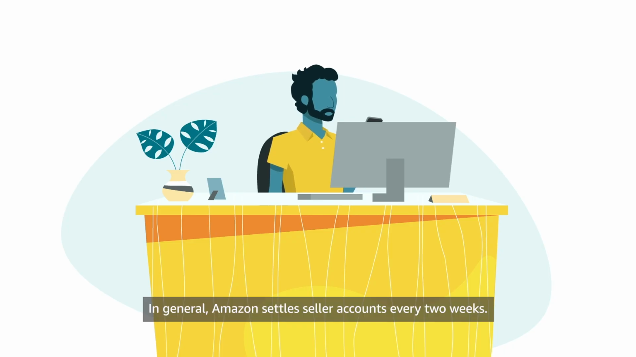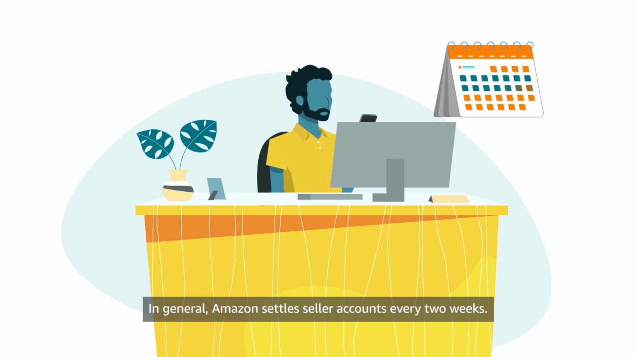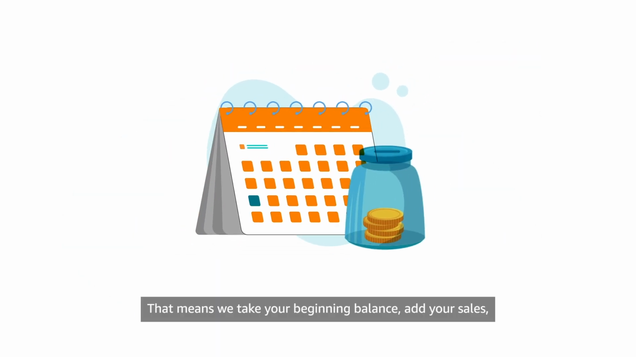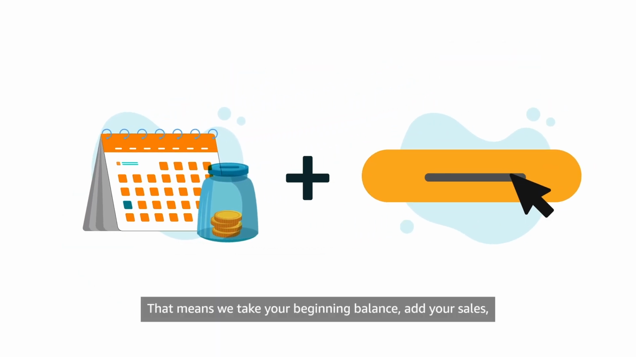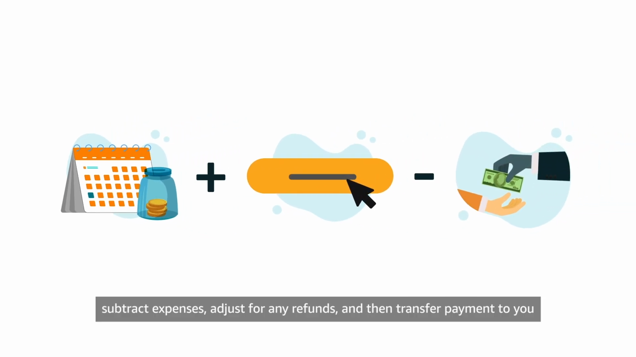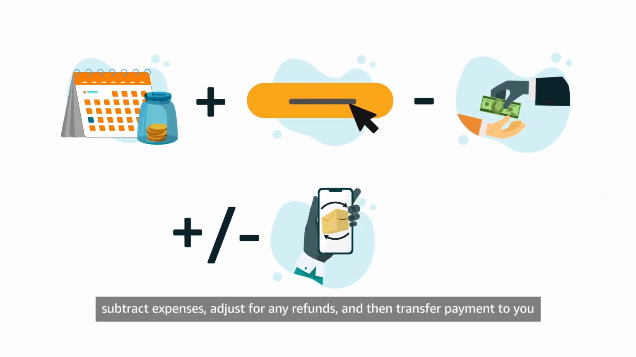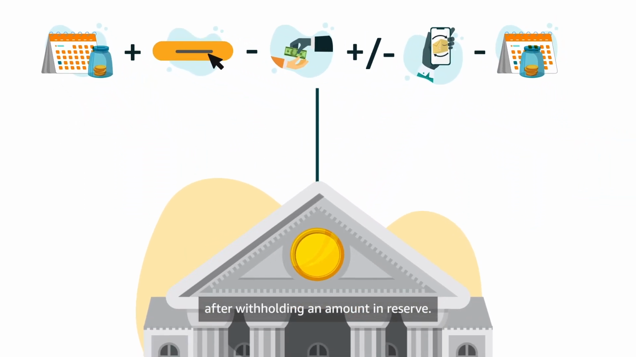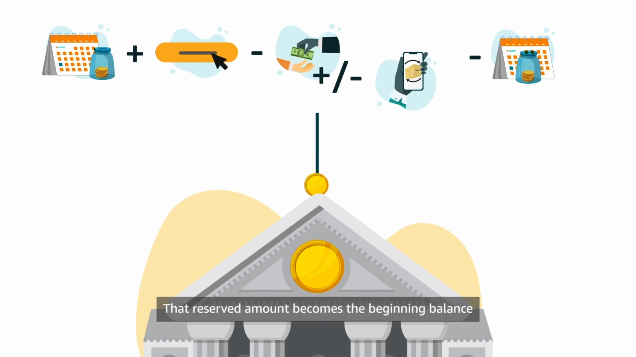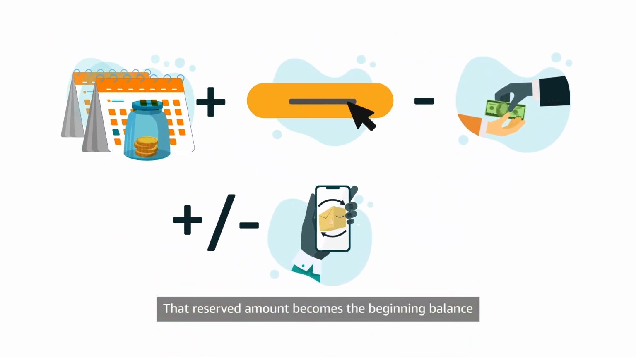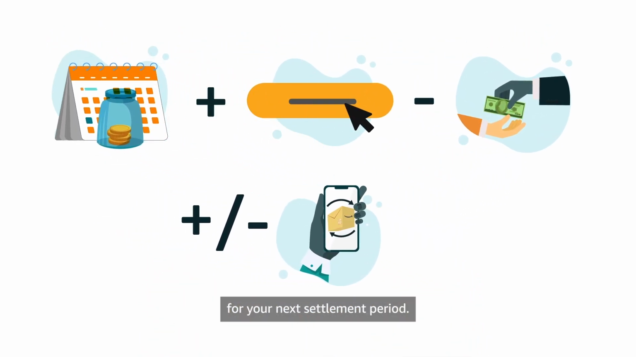In general, Amazon settles seller accounts every 2 weeks. That means we take your beginning balance, add your sales, subtract expenses, adjust for any refunds, and then transfer payment to you after withholding an amount in reserve. That reserved amount becomes the beginning balance for your next settlement period.